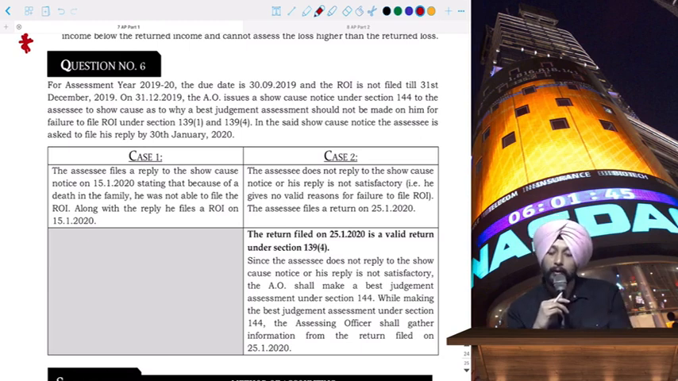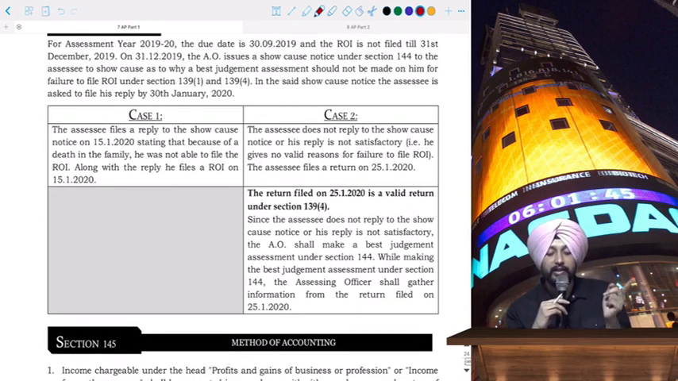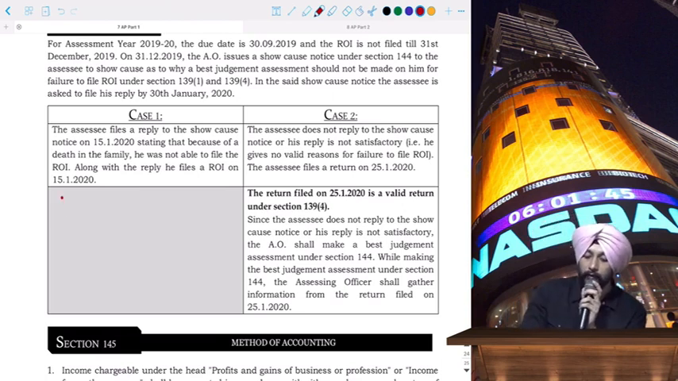Why best judgment assessment should not be made on him for failure to file the return of income under 139(1) and 139(4). In the said show cause notice, the SSE is asked to file his reply by 30th of January. Case 1, the SSE files a reply to the show cause notice on 15th January, which is within the time limit given, stating that because of death in the family, he was not able to file the return. And along with that, he also files his return of income on 15th January. What will happen? Proceedings, let's write, proceedings under section 144 will be dropped.